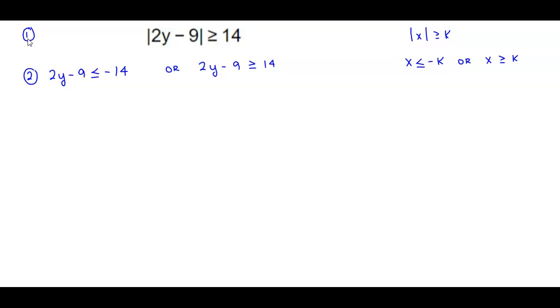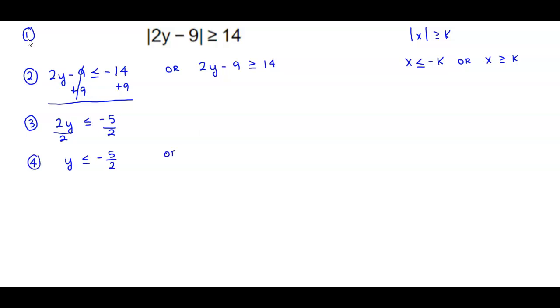Now let's go ahead and solve the inequality. We're going to add 9 to both sides. And so when we do that, we end up with 2y, which is less than or equal to negative 5, because negative 14 plus 9 is negative 5. And then we're going to divide both sides by 2. And so therefore y is going to be less than or equal to negative 5 over 2.